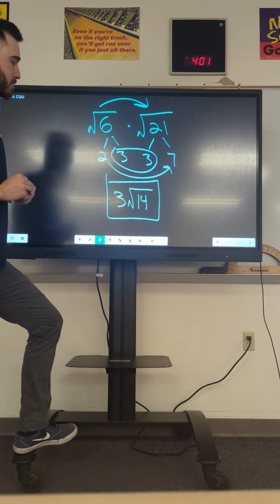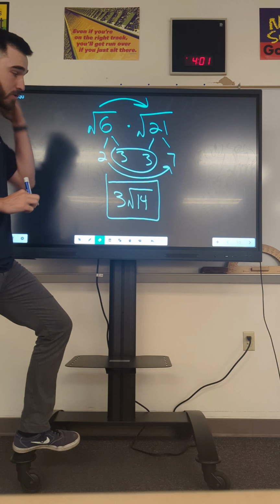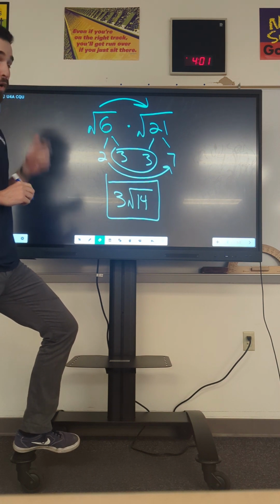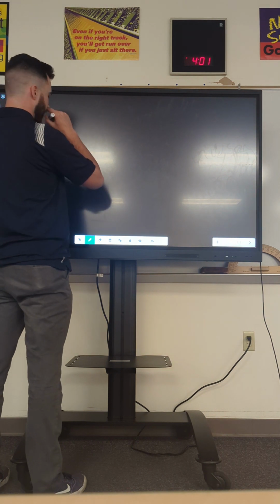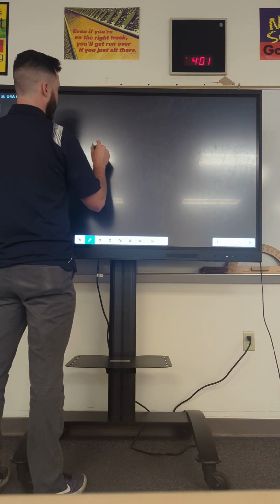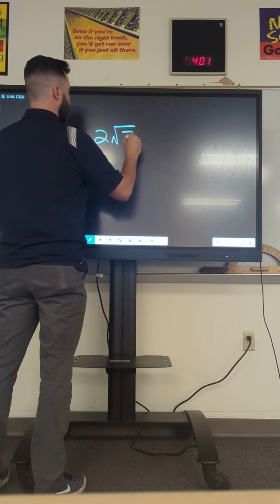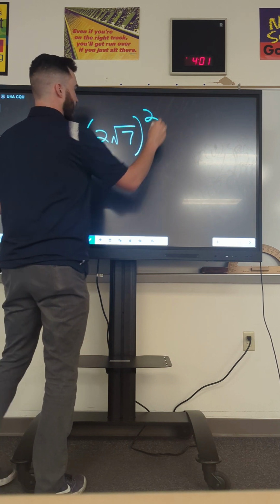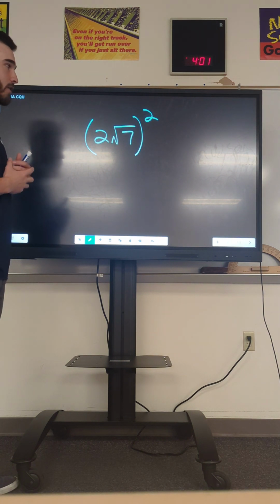Hope it makes sense. Make sure that you watch this video. You can watch through it several times if you need to, and get your worksheet done. Oh, there is one other. What if I had 2 square root 7, and I squared that? Okay? 2 square root 7, and I squared it.